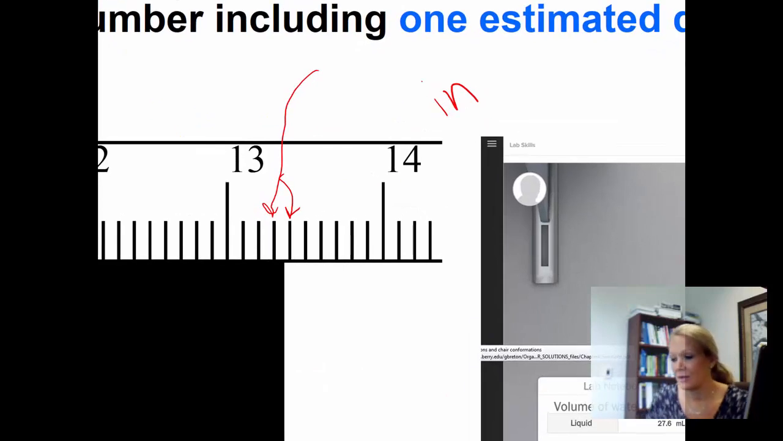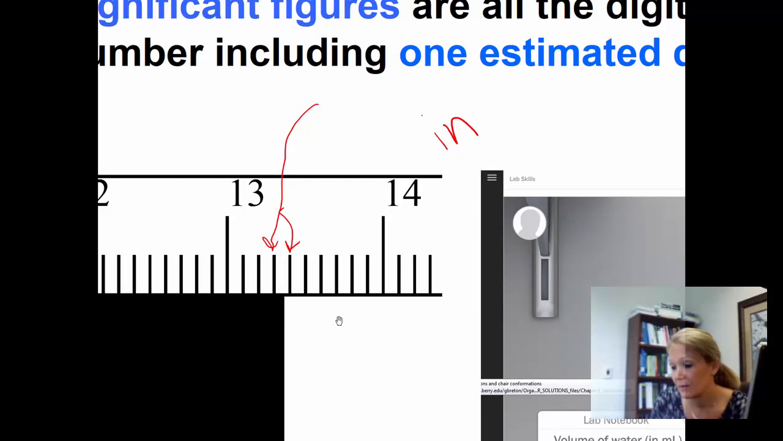Okay, all right. So if I look at that black mark, or my black object, I'm going to call that 13.3, and I think it's halfway in between, so I'm going to call it 13.35. You may look at that and say, I think that's 13.36. Someone else may think 13.4. That is the digit where there's room for error. That's an estimated digit.